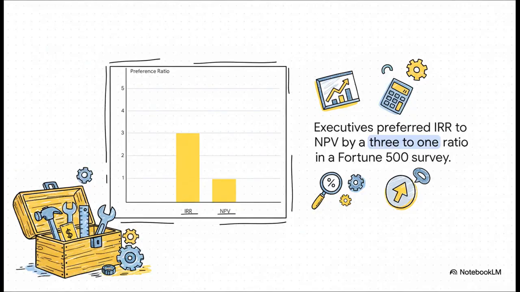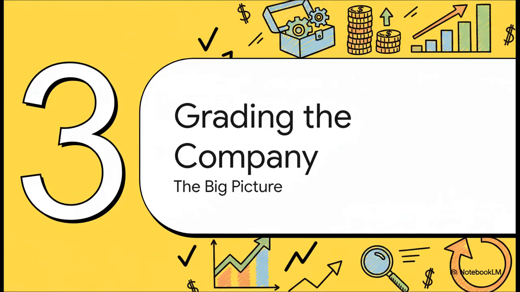And here's a really fascinating bit of trivia. For decades, there's been this big debate. Academics love NPV because it's technically more accurate. But in the real world, a survey of Fortune 500 companies showed that executives preferred IRR by a whopping 3-to-1 margin. Why? Because it's just more intuitive. It's a lot easier for a CEO to get behind a project that's returning 18% than one with an NPV of $1.2 million.